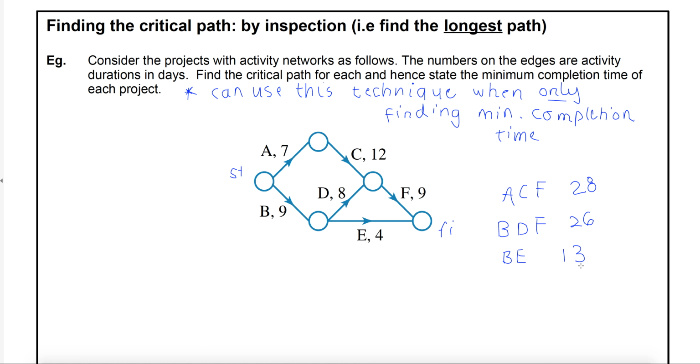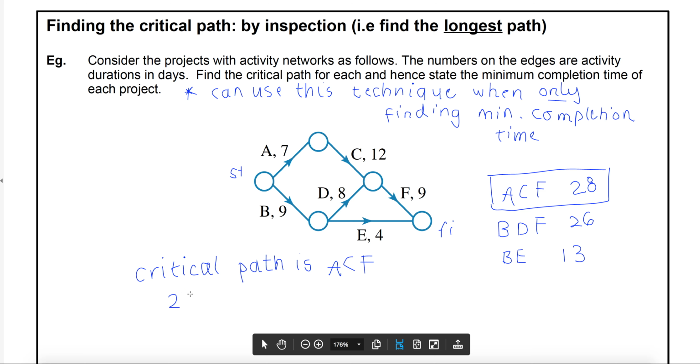Critical path is the longest path. So the top one, yep, ACF. Now, I think in the question at the top it says the durations are in days. So what I can say is the critical path is ACF. And this is happening, so the minimum completion is 28 days. There we go.